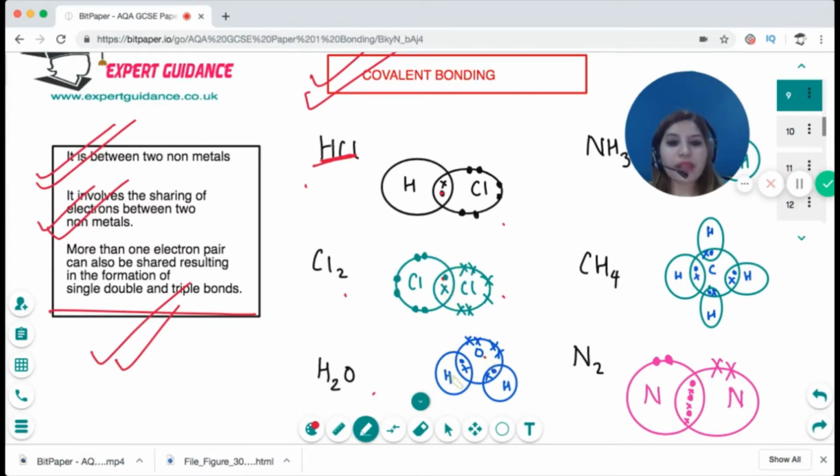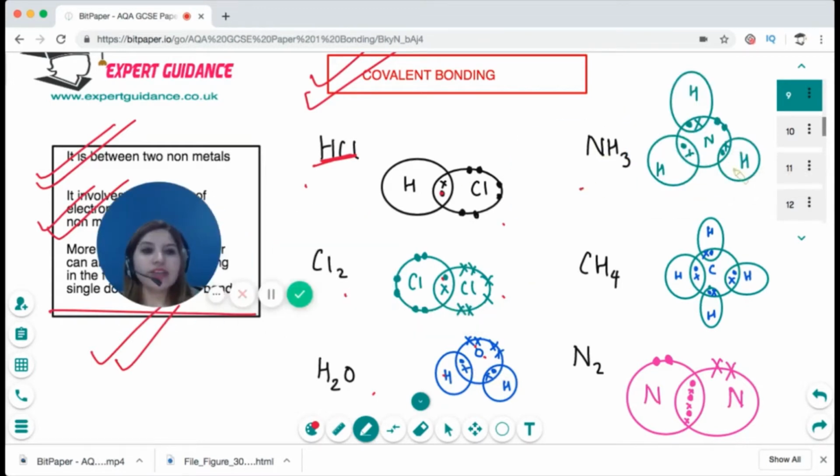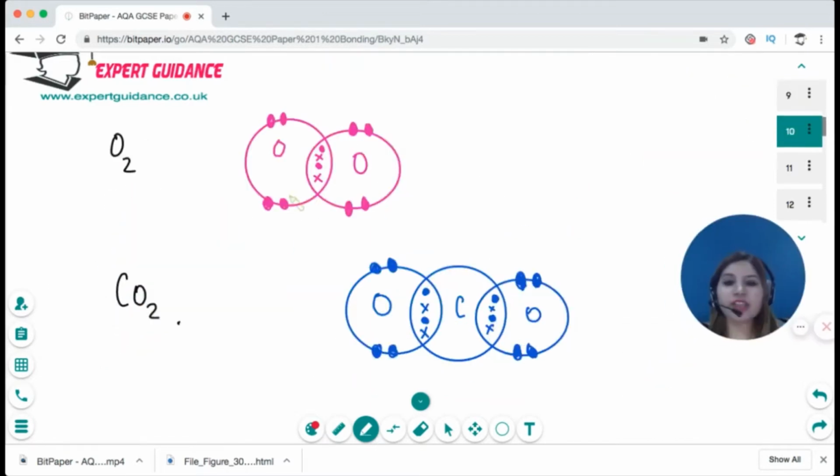Water: between an oxygen and hydrogen, there's a sharing of one electron each. Nitrogen and hydrogen, between each of these circles, sharing of one electron. Carbon and hydrogen, one electron each. But nitrogen needs three electrons to complete the full outer shell, so you draw 3 electrons in the center. Similarly, oxygen needs 2 electrons, so you draw 2 at the center. Carbon and oxygen, you draw 2 each at the center.